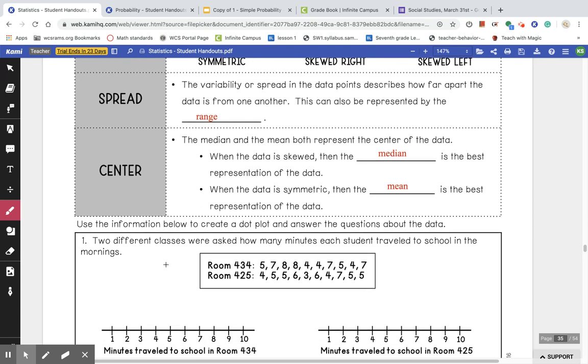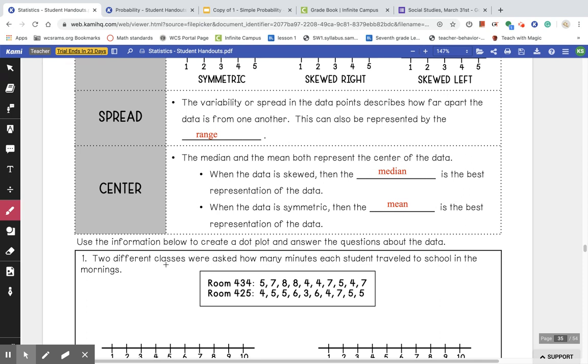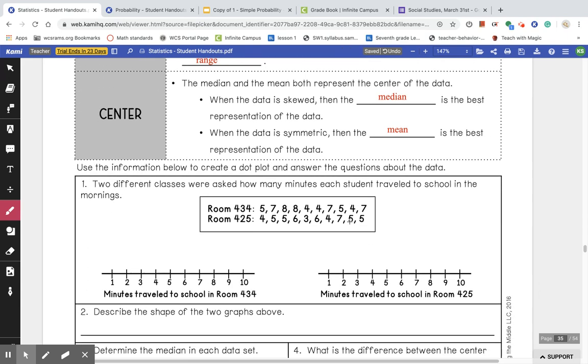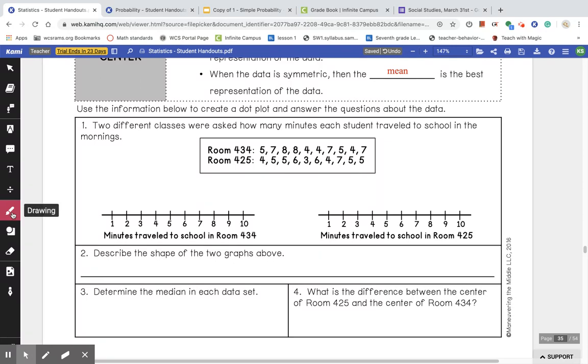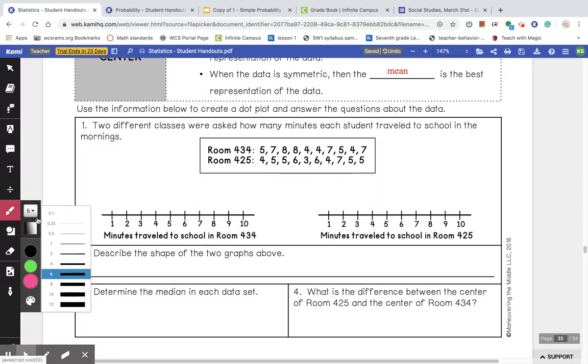All right, and center. The median and the mean both represent the center of the data. When the data is skewed, either to the right or to the left, then the median is the best representation of the data. When the data is symmetric, then the mean is the best representation of the data. All right, so we're going to go ahead and show you an example.